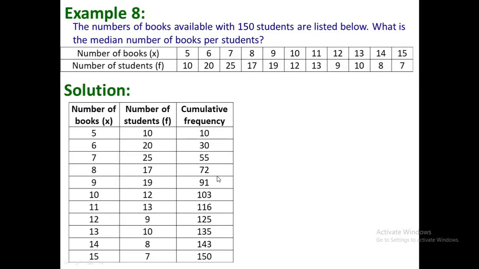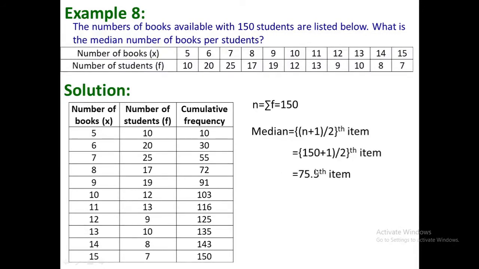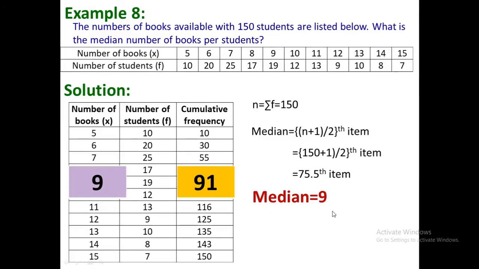First we have to make the cumulative frequency table. N is 150 and the median will be the (n+1)/2 item, or you can say it will be the 75.5th item, and we will watch carefully. We will find that this item will come under 91 of cumulative frequency, and the corresponding number of books in the data series is 9. So therefore the median number of books in the data series is 9, or we can say 9 is the median of this data set.